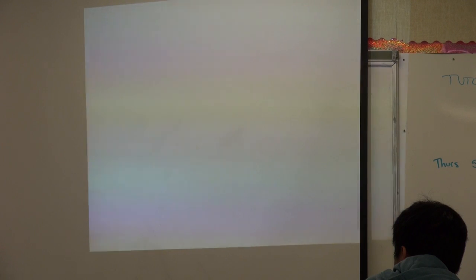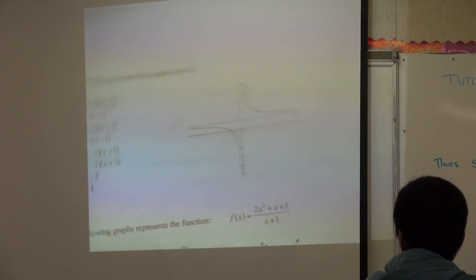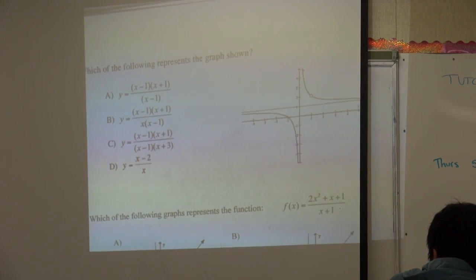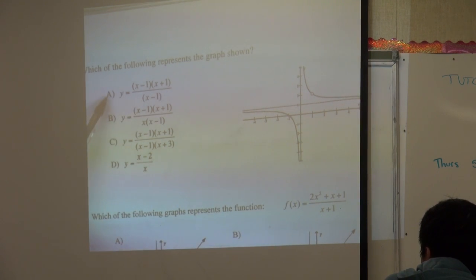Okay? Moving on to number 12. Which of the following shows the graph here? This one has a horizontal asymptote at 1. That means that it's probably an x squared over an x squared. That being the case, the answer can't be A.